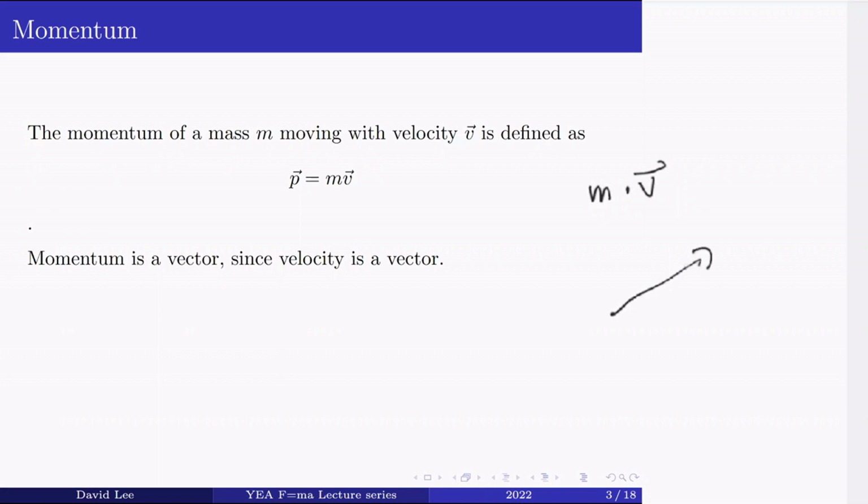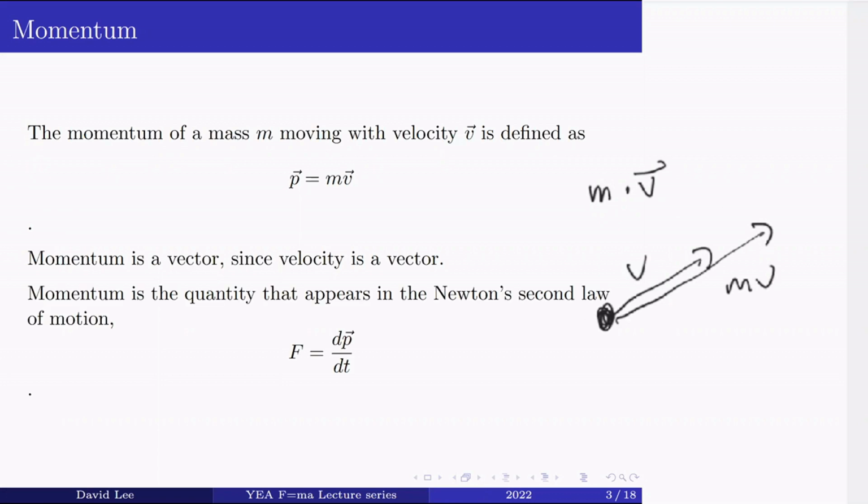So like an object here has some mass. This is its velocity. Its momentum will just be a vector in the same direction, just with the magnitude multiplied by m. And it's also useful when we're defining force because actually Newton's second law, originally, stated that the force equals the derivative of the momentum.